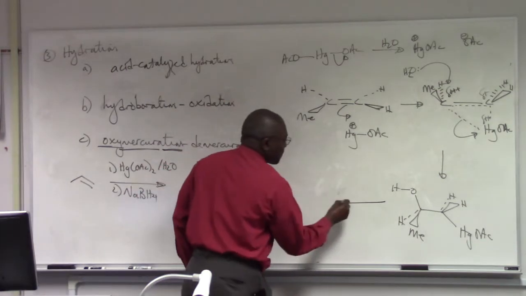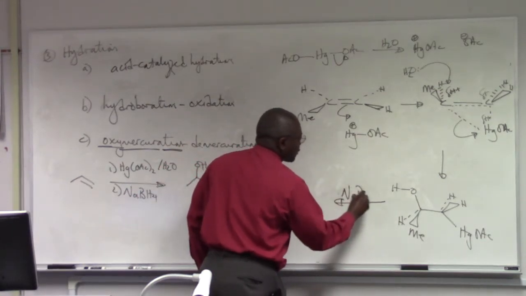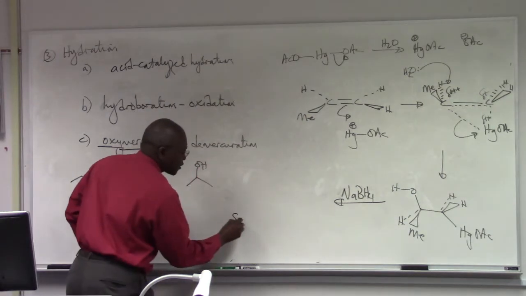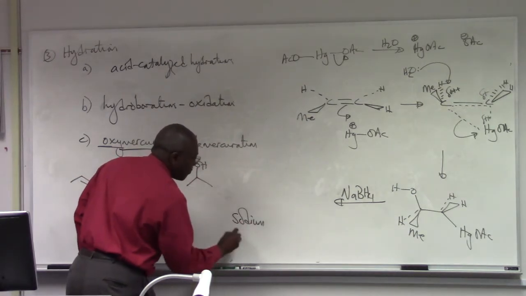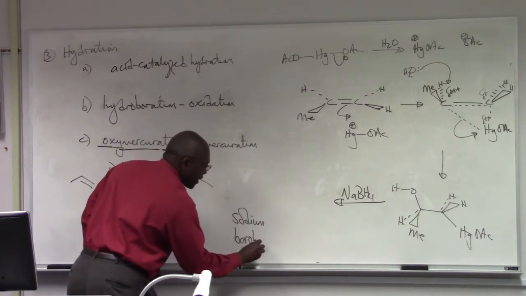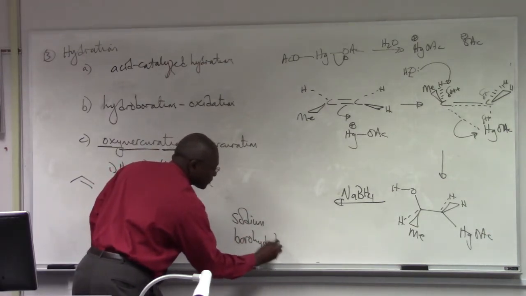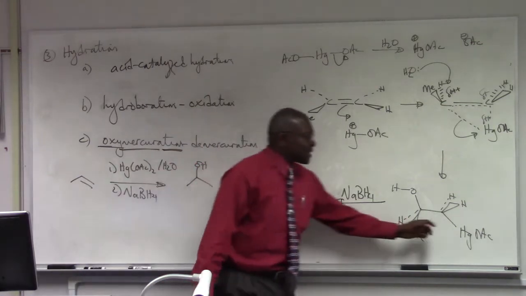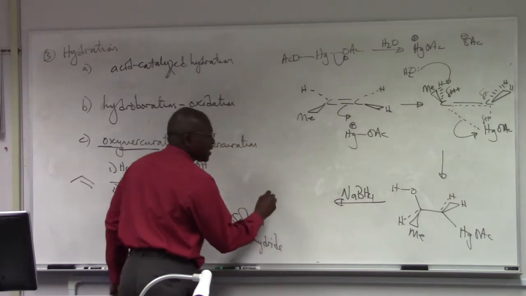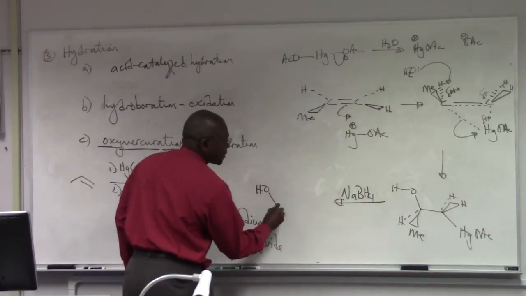In the last step, I'm going to treat this with something called sodium borohydride. I didn't write it down. So it's sodium borohydride. Boro is the element boron. And what that basically does is reduces the C-metal bond to a C-H bond. So you end up getting this as your product.